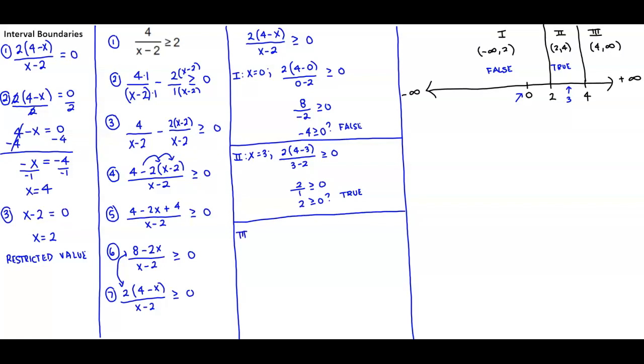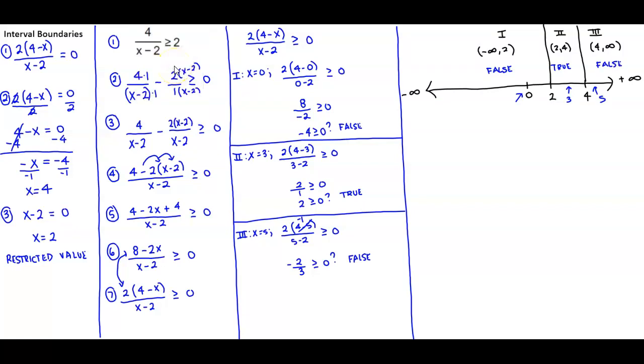For interval number 3, we can pick x to be 5. So we're going to plug it in. So it's 2 times 4 minus 5 over 5 minus 2. We want to see if that's greater than or equal to 0. 4 minus 5 is negative 1. 2 times negative 1 is negative 2. 5 minus 2 is 3. So this is negative 2/3. So is negative 2/3 greater than 0? The answer is false. So it's false for region 3.